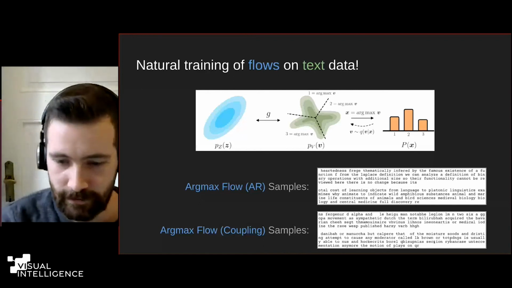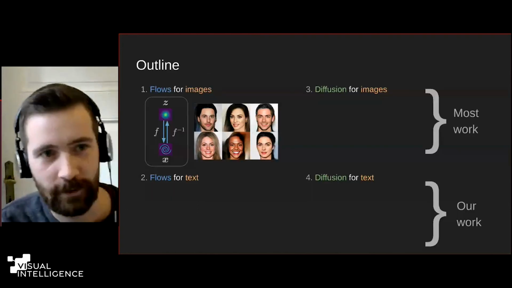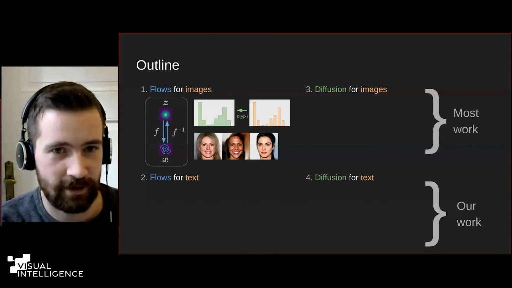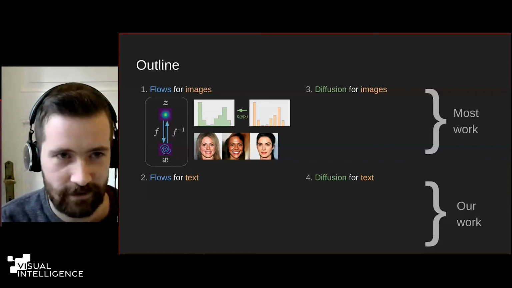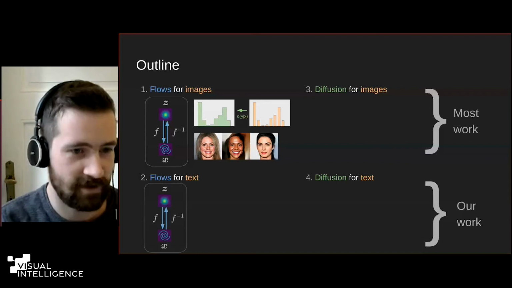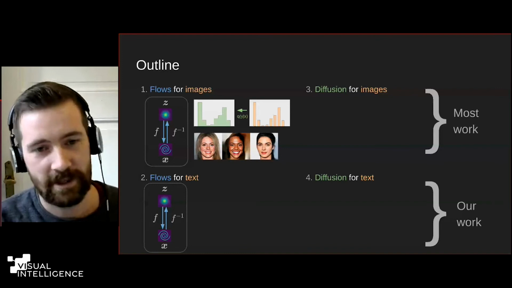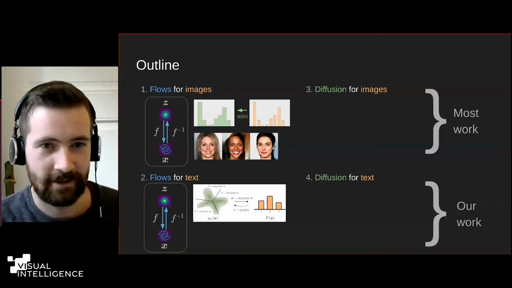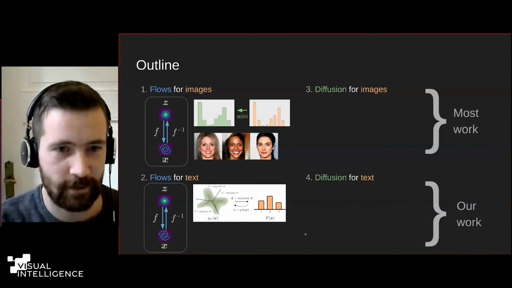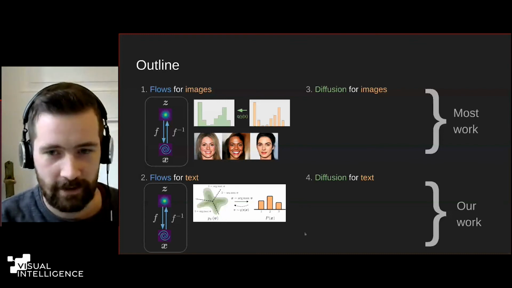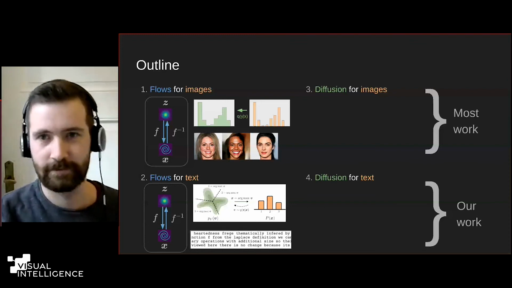So back to the outline. First, there's one thing we didn't mention in flows for images before, and that's this dequantization part. For text, everything works very similarly. We use invertible transformations like this to transport a continuous density. And then instead of dequantization, we use this argmax layer instead. So this is a rounding operation, this is an argmax operation, and then we have a stochastic inverse for those. And this way we can train flows on text data and generate reasonable text also.